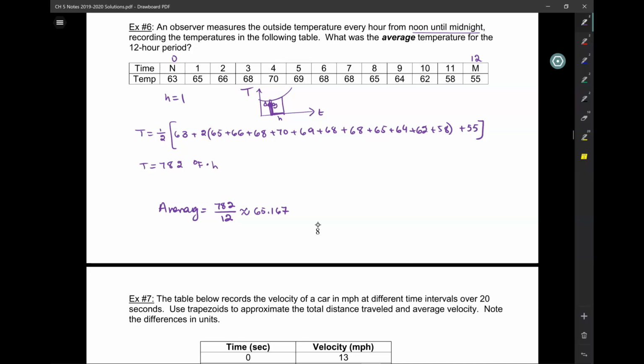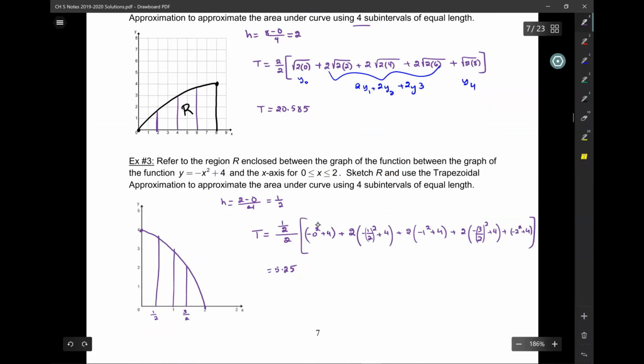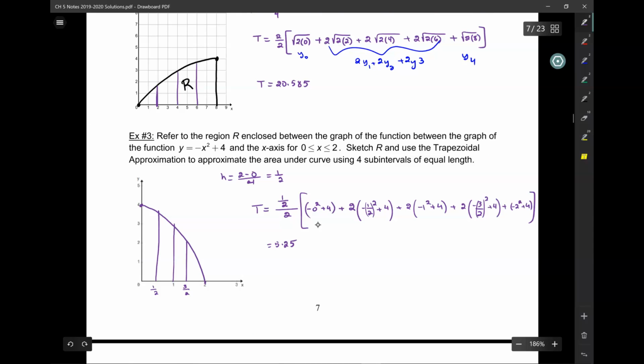There are 13 hours, but 12 subintervals. So you divide by 12 because each one of these is one subinterval, right? 1, 2, 3, 4, 5. If you look at the trapezoid here, there are 1, 2, 3, 4 trapezoids, but how many points? 5.